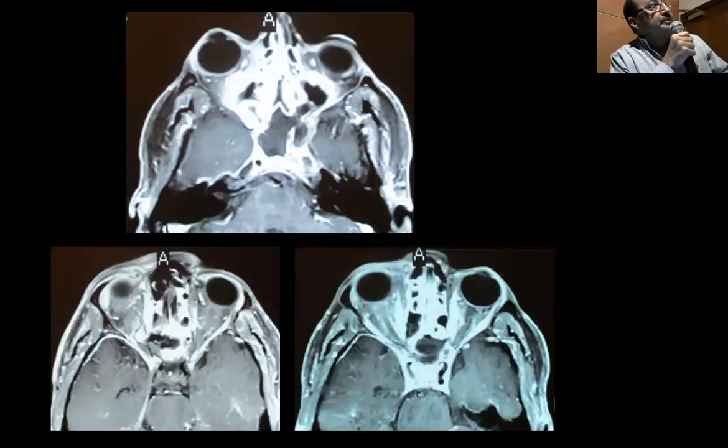This is with contrast. We have also here rim enhancement. We don't have soft tissue enhancement, just rim enhancement. And this is the maxillary sinus, also this is the maxillary sinus. Here, you can see also there is enhancement of the meninges. This is most likely due to secondary meningitis. And the relationship with the carotid artery sinuses.